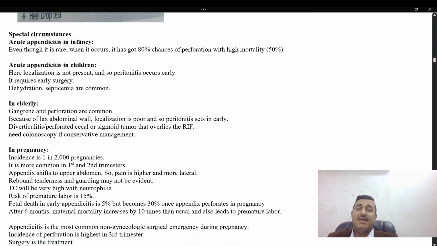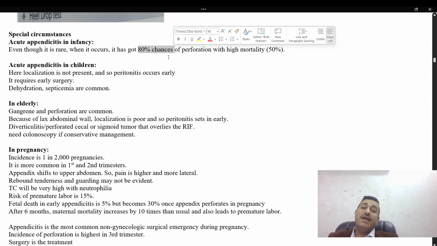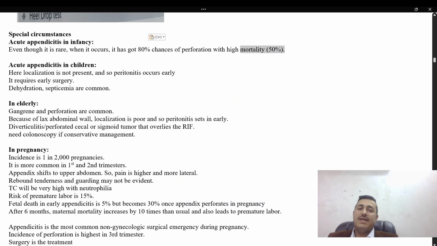We said that in infancy it is rare, but if it comes, it has a high risk for perforation, 80% chance of perforation, and mortality is very high. So we proceed to appendectomy with a low threshold for conservative treatment. Acute appendicitis in children also: the problem here is localization will not be present, so we will not have the typical signs we already talked about. So peritonitis can come early, and so early surgery is recommended.